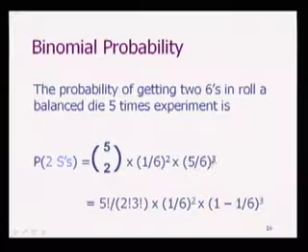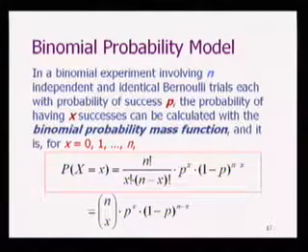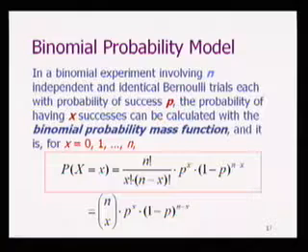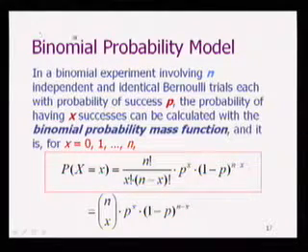Now we can organize it in this formula. This is called the binomial probability mass function, or probability function. It's a formula that we can use to calculate the probability for any kind of event in a binomial experiment. What is a binomial experiment? Well, according to my definition here, a binomial experiment involves n independent and identical Bernoulli trials.